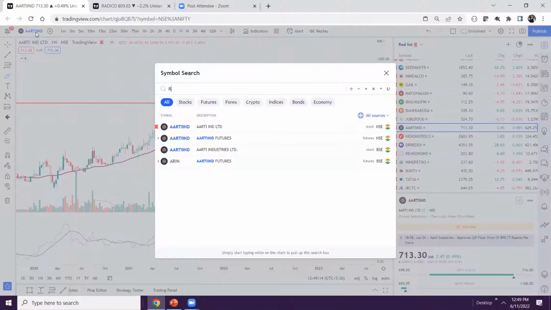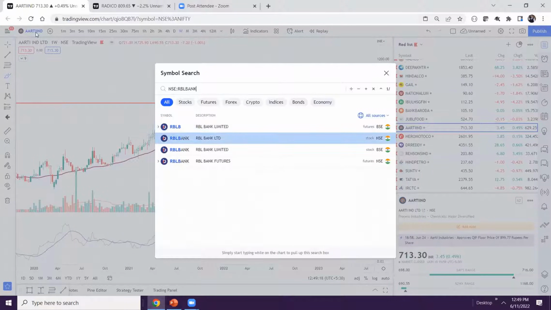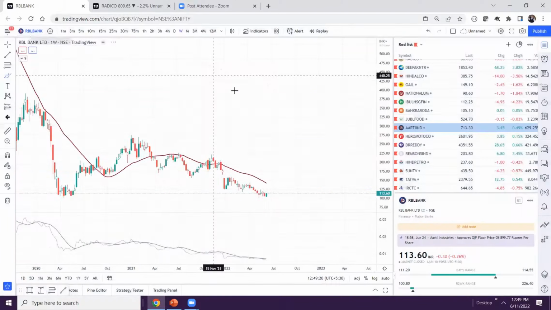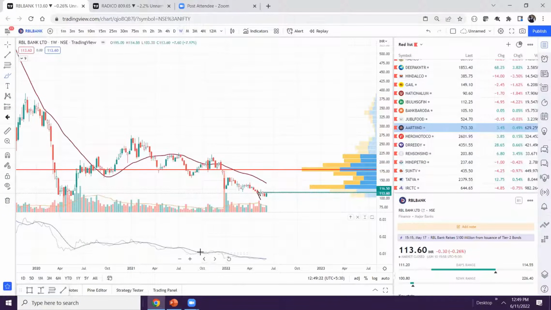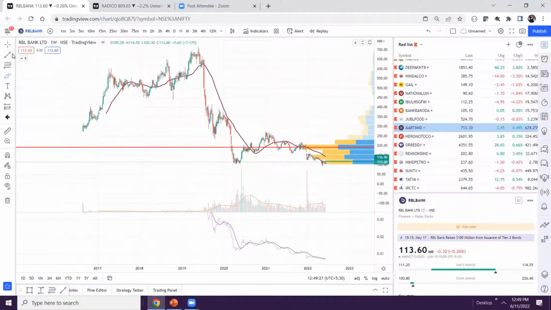RBL Bank. Okay, RBL. So these all are weak examples. Let me see this. See, this is what I was talking about.